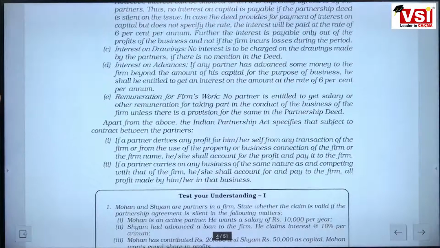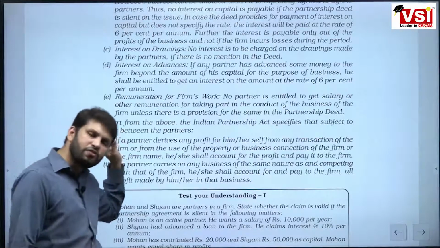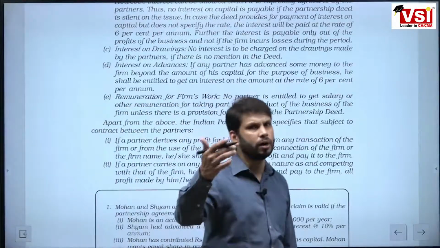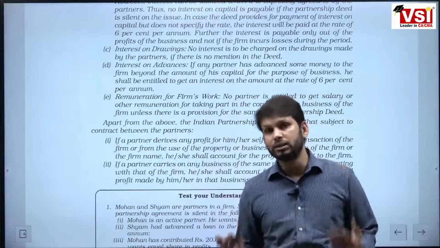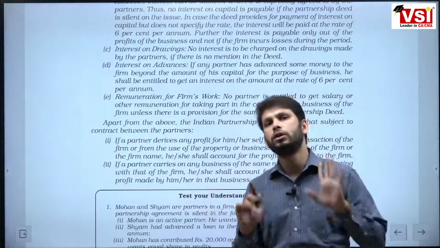Apart from the above, the Indian Partnership Act specifies that subject to the contract between the partners, if a partner derives any profit for him or herself from any transaction of the firm or from the use of the property or business connection of the firm or the firm's name, he shall account for the profit and pay it to the firm. So, what it is saying is, if a partner uses the firm's property or the firm's business connection, anything which belongs to the firm, and makes a personal profit, the profit will belong to the firm.